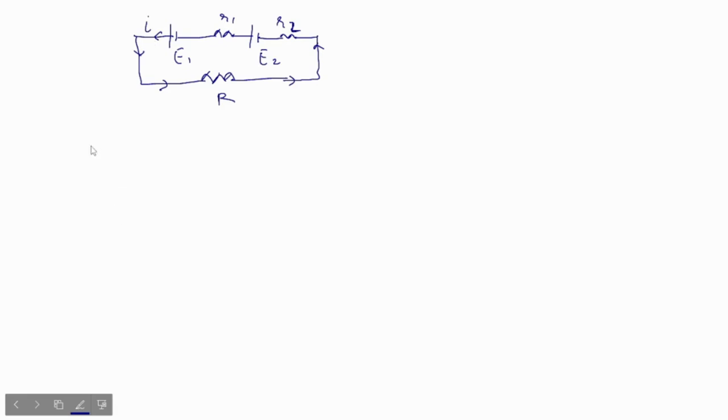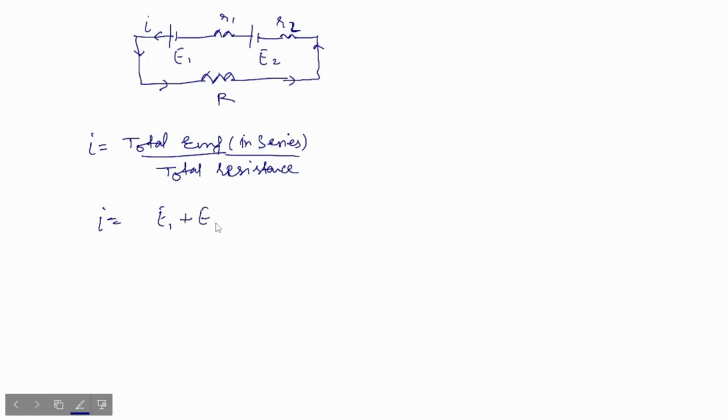It will be total EMF, or you can say total voltage in series, upon total resistance. So total EMF for this circuit will be E1 plus E2. Why so? Because they both are in the same polarity. The bigger one is plus, the smaller one is minus. So net EMF will be the summation of both.